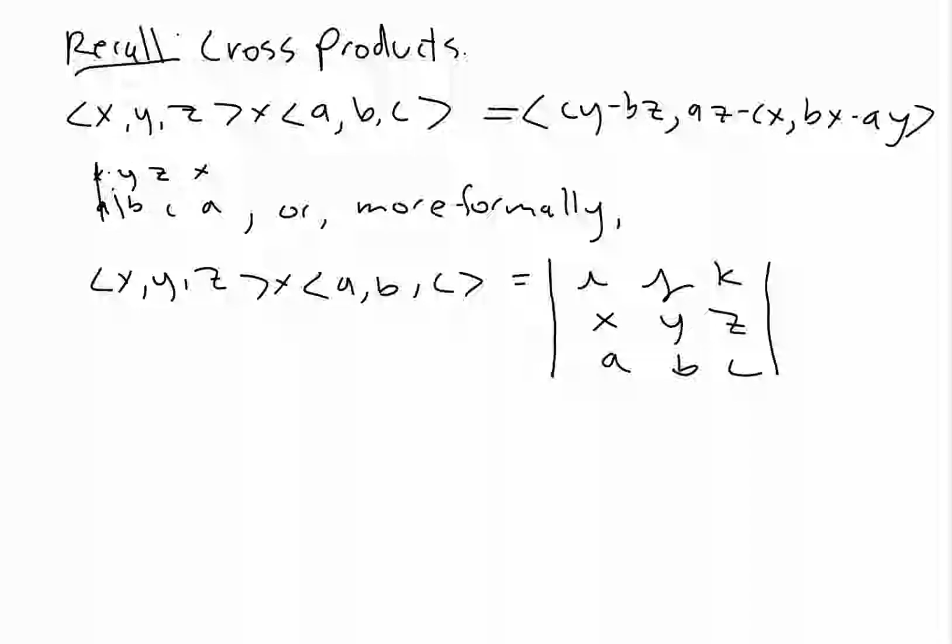Now if I wanted to repeat that process for my second component, I end up looking at these diagonals that correspond. I get az minus cx in my cross product. So on and so forth.